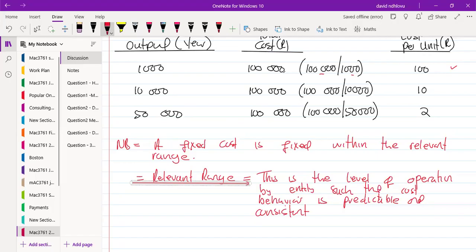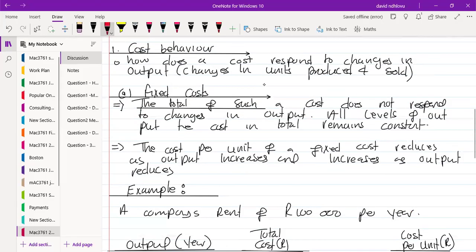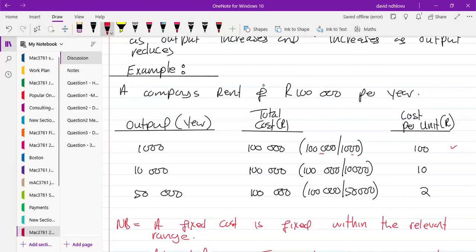For example, with the fixed cost here, let's say that we are occupying 10,000 square meters of space. Within that space, we have fitted our machinery so that we are able to produce a maximum capacity of 100,000 units. If the entity now wants to produce 150,000 units, unfortunately, we will have to bring in additional machinery, which will require additional space. So maybe where we are currently renting, we've already exhausted the space and we need to look elsewhere.